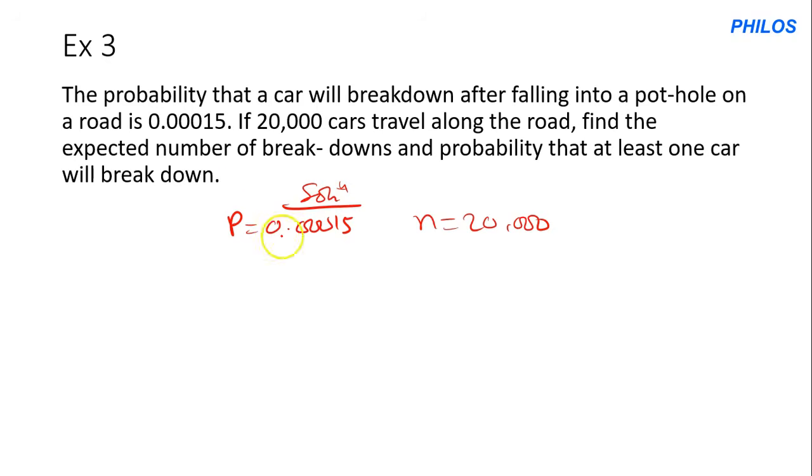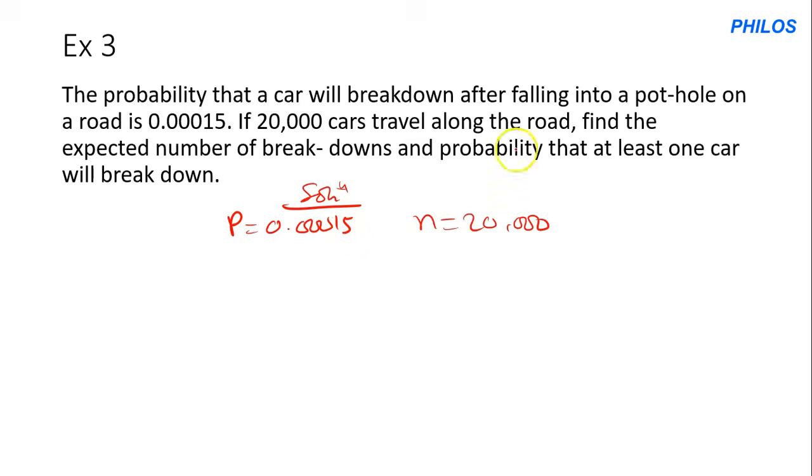The reason is, whenever you have a question that has a very small probability and a large sample size, okay, look at the probability. It's very small, 0.00015. Too small. And then the sample size is large. Whenever you have such a question, we are going to use Poisson to solve it. But let's go in accordance with the question.